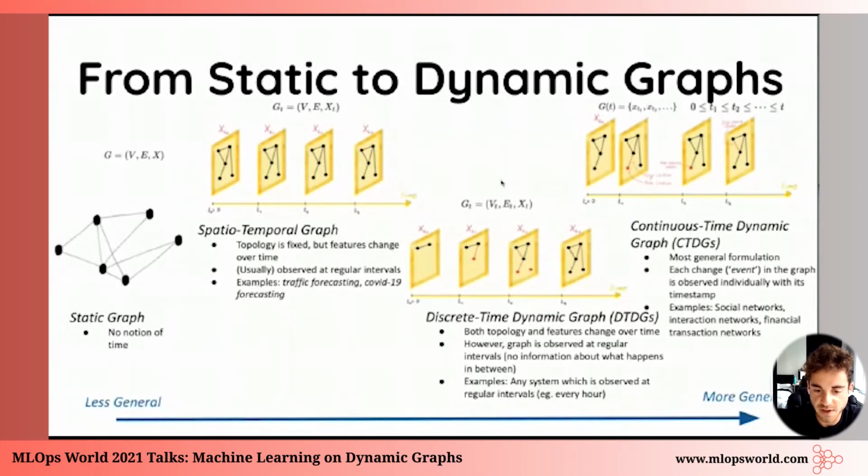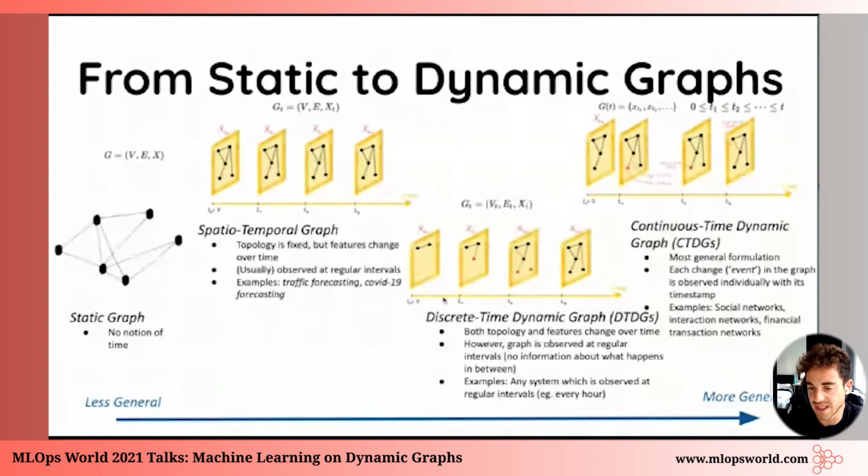If we generalize this a bit further, we can allow the topology of the graph to change as well. So these are called discrete time dynamic graphs. So here, for instance, at T1, we see a new edge and a new node being added, and the features change as well. However, we still observe changes only at regular intervals. So let's say that each hour we peek into the system, we see how the graph has changed, and we store these changes. However, we have no idea what happened between T0 and T1, as in exactly when this change happened, or maybe there was another node that has been added and deleted all between T0 and T1, and we have no way of knowing that.